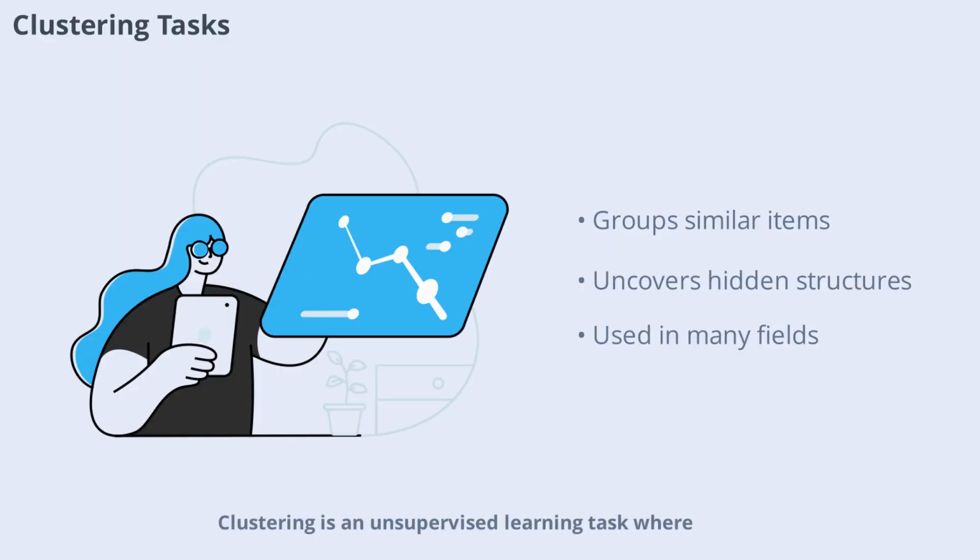Clustering is an unsupervised learning task where the goal is to group similar items together. For example, segmenting customers based on shopping behavior or organizing documents by topic. Clustering helps uncover hidden structures in data and is widely used in marketing, biology, and more.